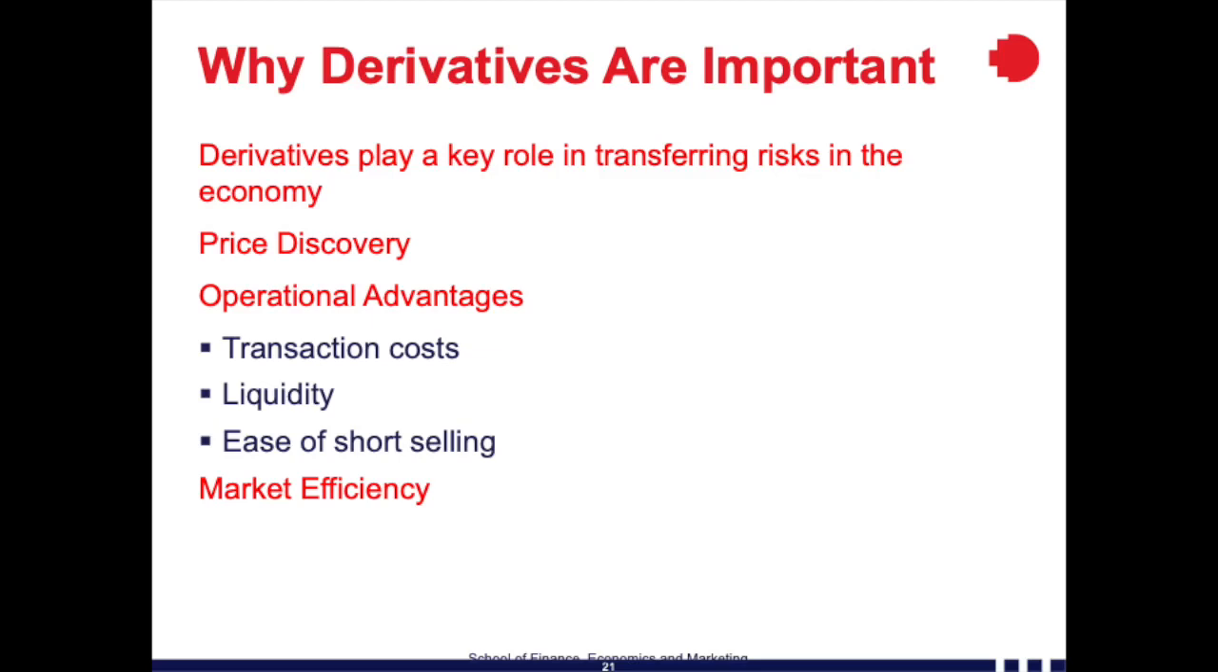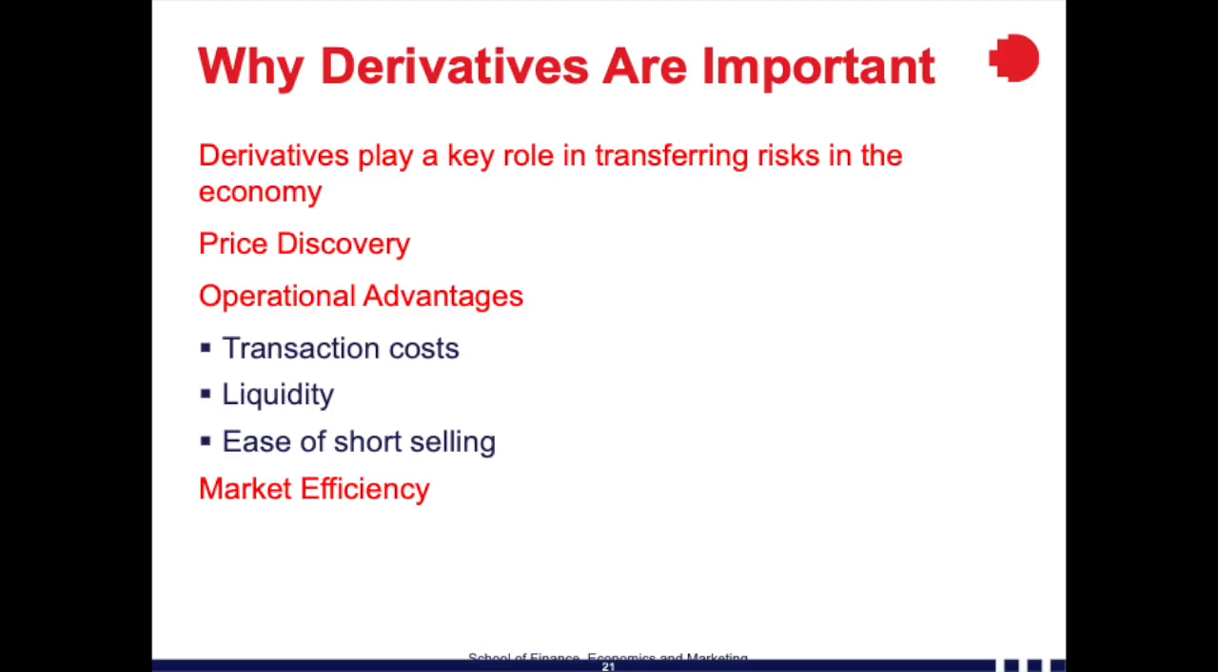Because it contains some information, we can think of the futures price as sometimes being predictive. And in this way, we can conclude that futures and forward contracts provide price discovery. Price discovery means that it contains some useful information about the price in the spot market.